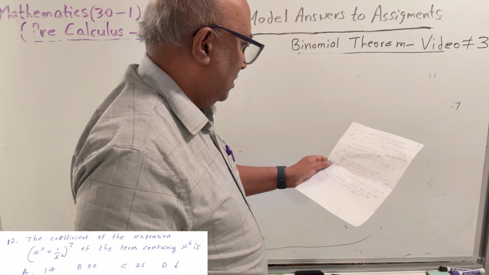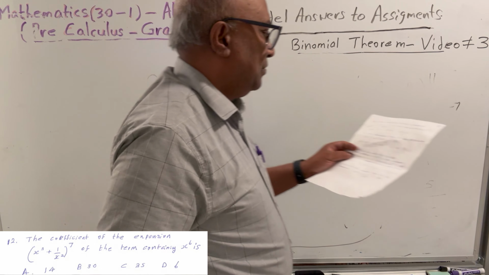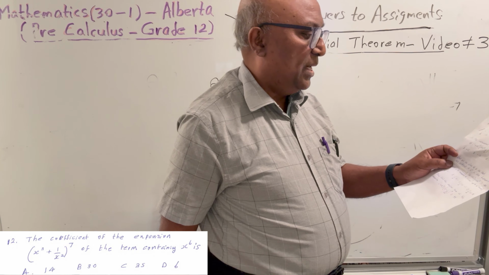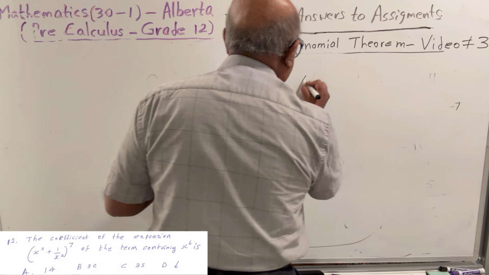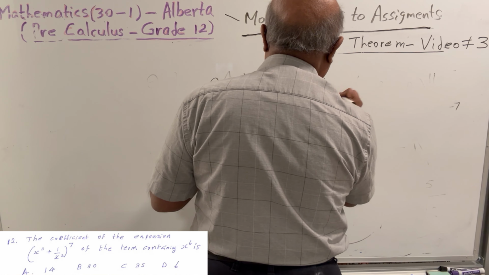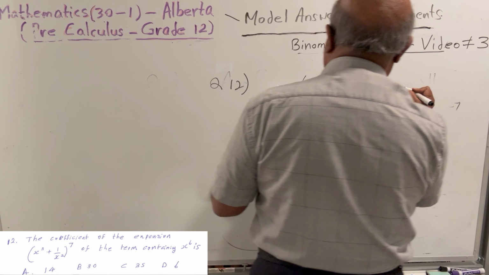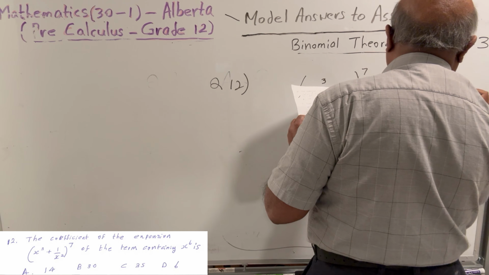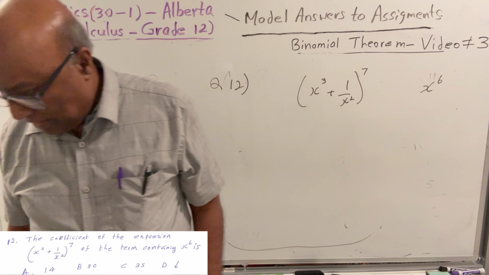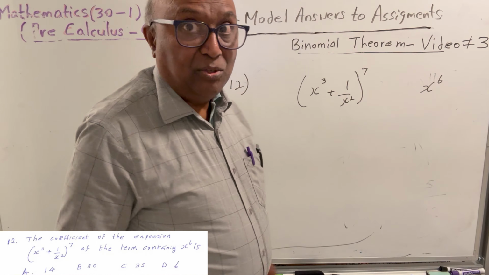That is question number 12. Find the coefficient in the expansion of (x^3 + 1/x^2)^7 contained in the term x^6. We have to find the coefficient of x^6. Okay, that is not difficult.